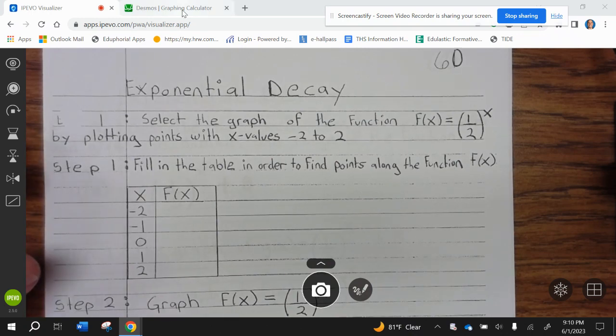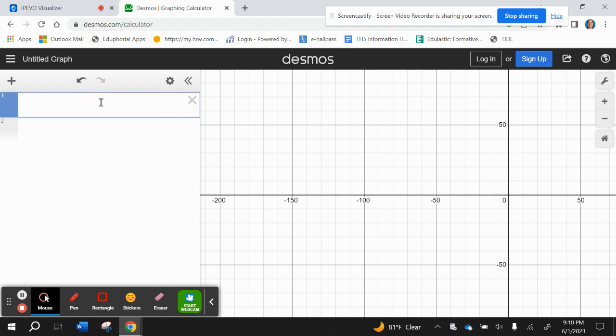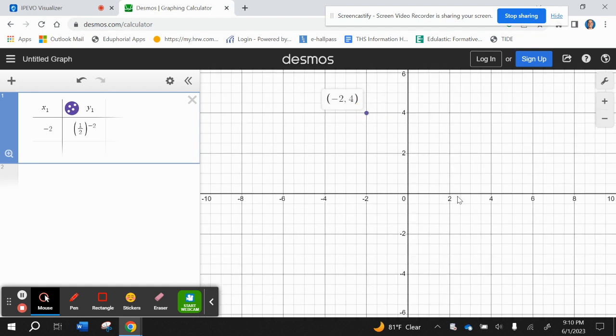Okay, so let's go ahead and go to this. So we're going to do 1, and actually we want table. So table, so when x is -2, we're going to do parentheses 1 divided by 2 to the -2. Okay, so that's -2, 4. Let's press the home screen to get back. -2, 4.